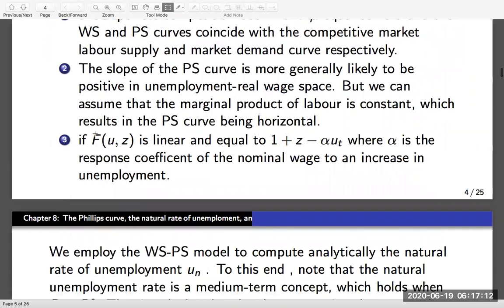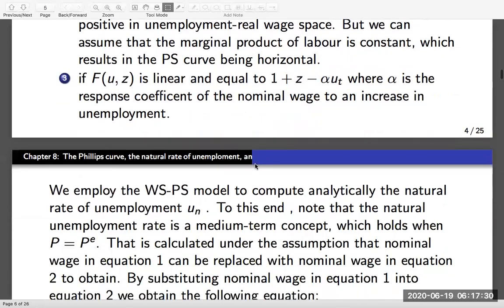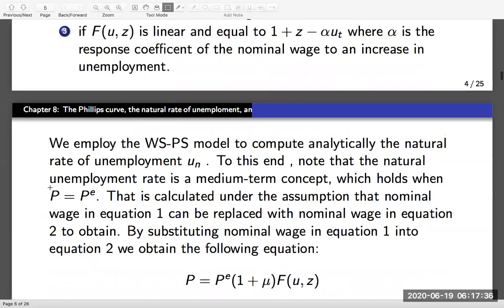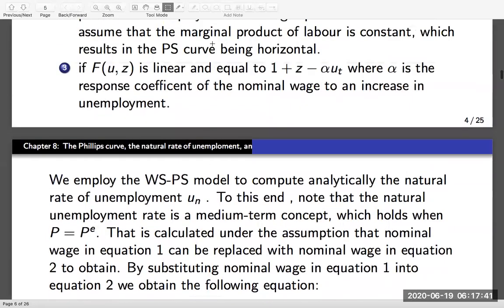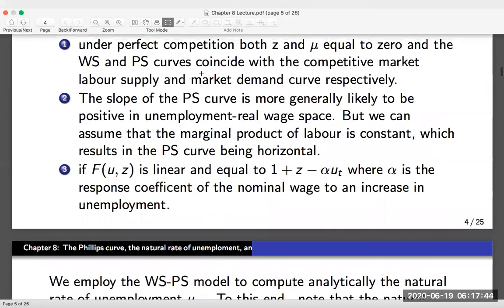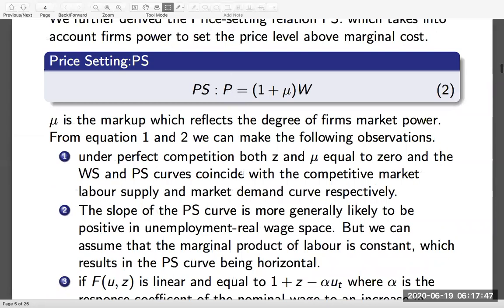If the function of unemployment and catch-all variables is linear and equal to 1 plus Z minus alpha U_t, where alpha is the response coefficient of the nominal wage to an increase in unemployment, that's an important thing. Then we can rewrite our equation simply. In the medium run, your actual price is equal to your expected price, so when you plug into your equation, you get that your price is equal to your expected price plus a markup plus catch-all variables.